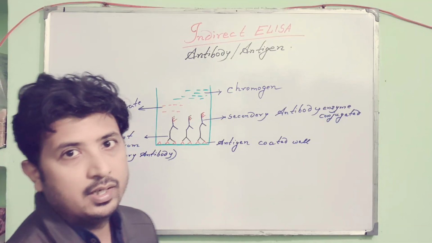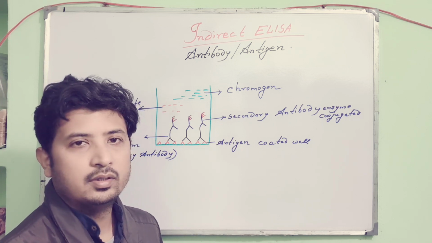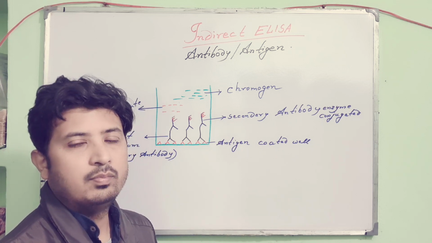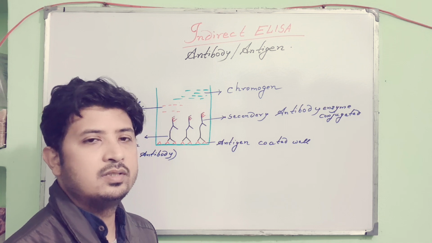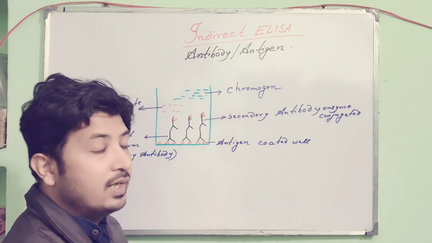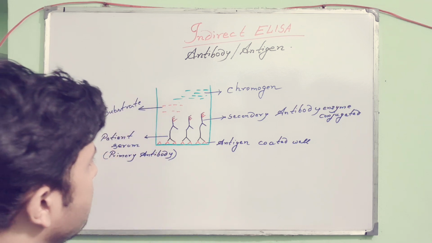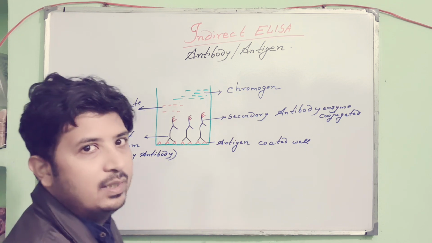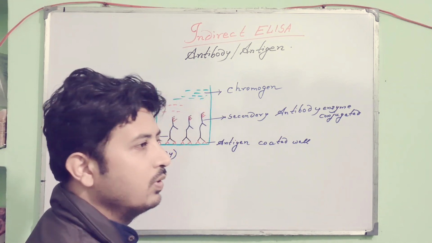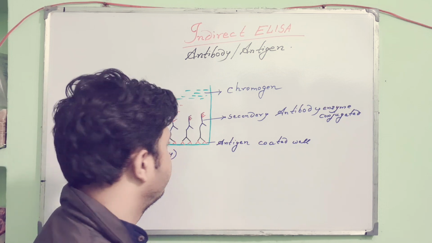Indirect ELISA can detect both antibody and antigen. We have learned in the previous class that direct ELISA is useful for antigen detection, but in case of indirect, both can be detected. First I will show you how to detect the antibody, then I will show you how an indirect ELISA will help you to identify an antigen.